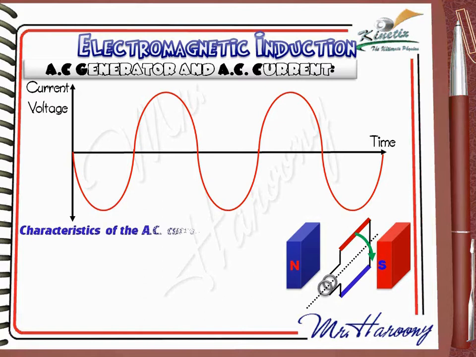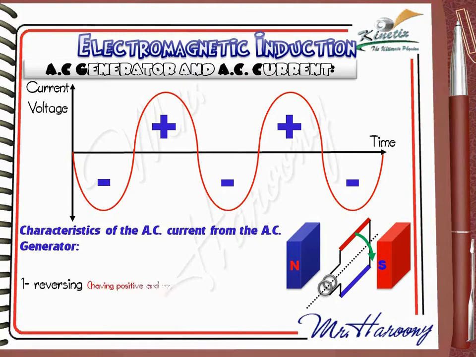Characteristics of the AC current from the AC generator. The first thing that we can observe is that the current has positive and negative values. As a vector quantity, this means that the current produced by the AC generator flows in opposite directions. So we can say that the AC current is reversing, in other words, having positive and negative values.